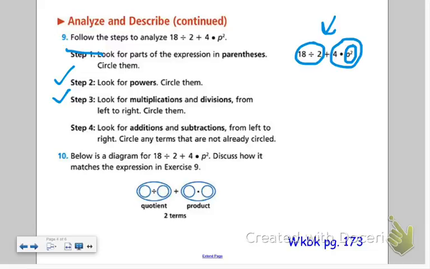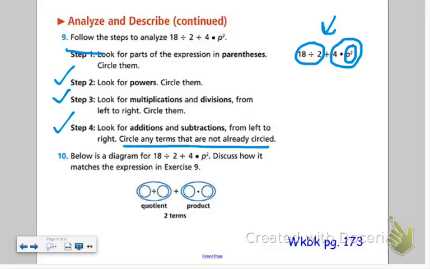Now remember, for step 4, basically all you have to remember, you're not really going to circle any additions or subtractions. Just circle any terms that you haven't already circled. I don't want to circle any addition or subtraction signs or anything with those signs because I need them to separate my terms. So in this case, there's no terms that haven't already been circled. I've circled everything. So step 4 is technically complete.